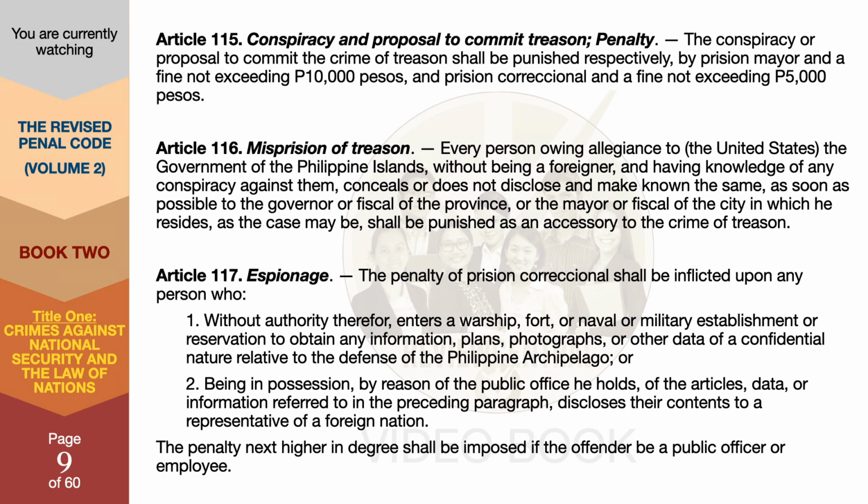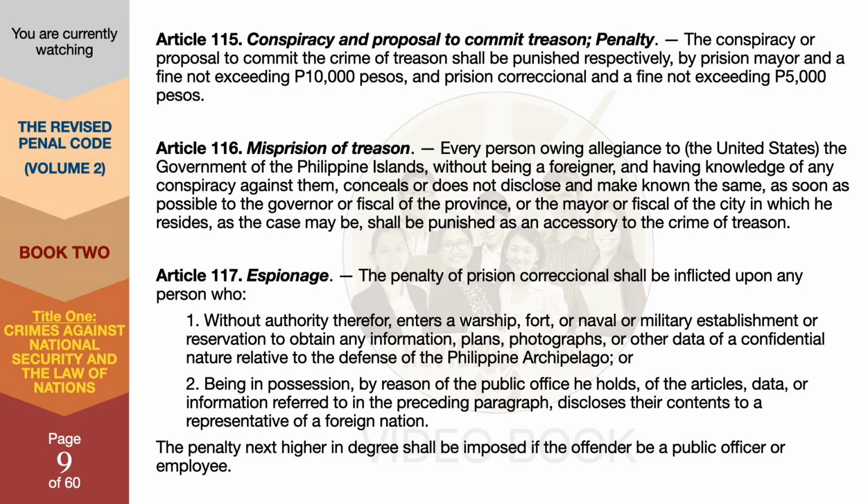Article 116. Misprision of treason. Every person owing allegiance to the United States, the government of the Philippine Islands, without being a foreigner and having knowledge of any conspiracy against them, conceals or does not disclose and make known the same, as soon as possible to the governor or fiscal of the province, or the mayor or fiscal of the city in which he resides, as the case may be, shall be punished as an accessory to the crime of treason.